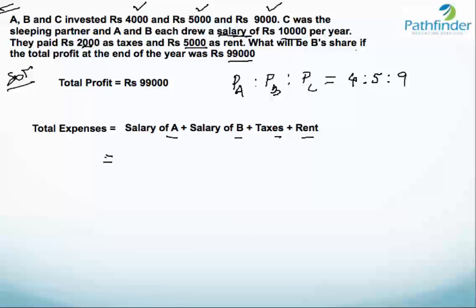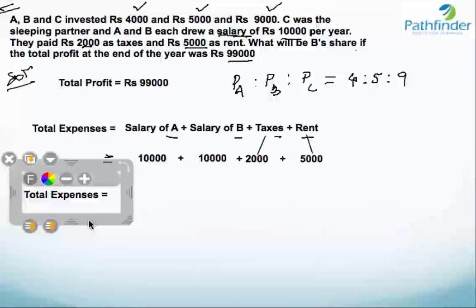So what is the salary of A? So salary of A and B both is rupees 10,000 each. So we have 10,000 and 10,000 as salary of A and B. Then what about taxes? So we have taxes as 2,000 and rent as 5,000. So what is the value of total expenses?